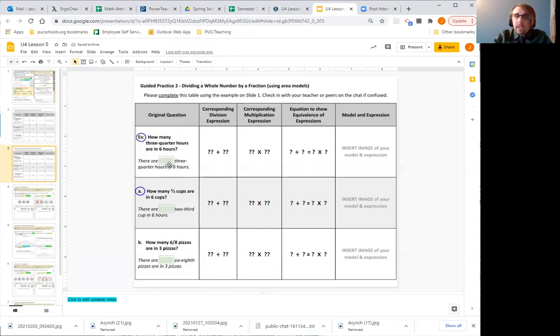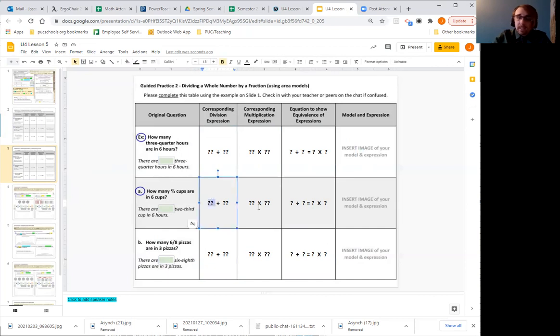So for slide 3, hopefully you've seen the example completed in class, and you've also seen potentially part B done with you or for you. So I'm going to look at part A. Part A says how many 2/3 cups are in 6 cups. So that means that 6 is our dividend and 2/3 is our divisor.